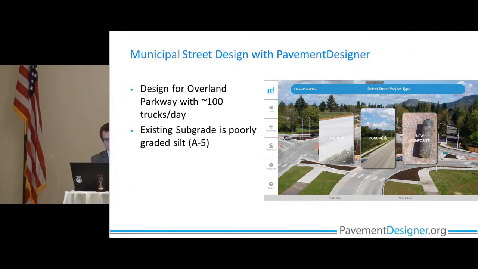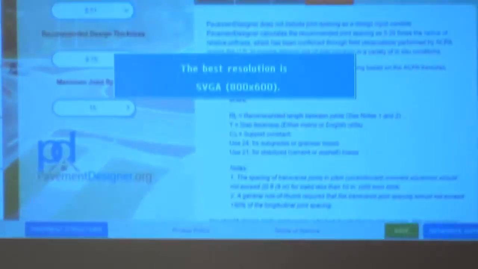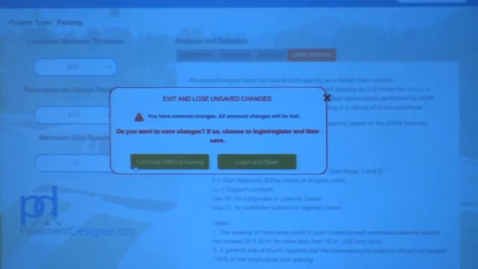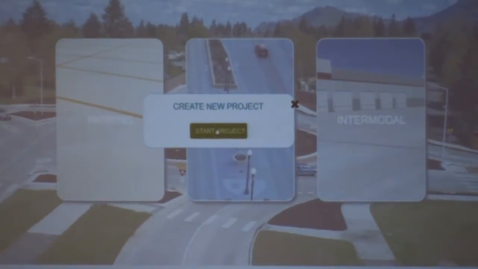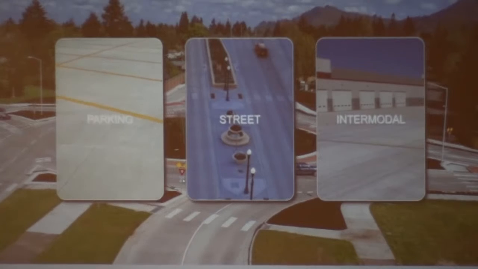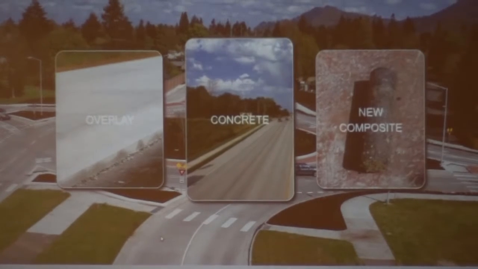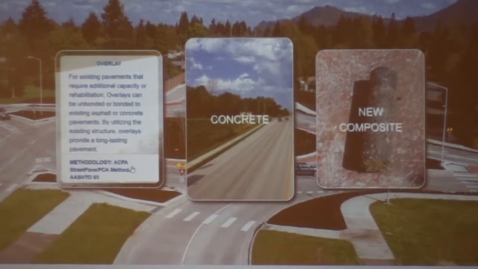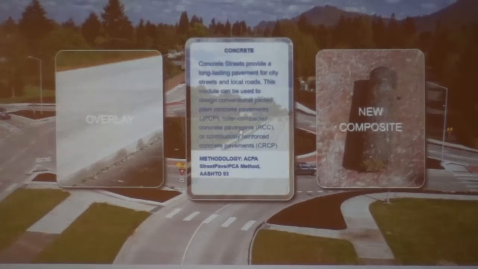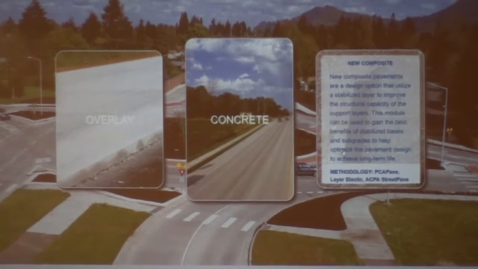Now, let's escape. There we go. So if we get back to Pavement Designer, and we start a new design, I'm not going to save that project, we're going to start a new one. So you can see we're back to our project type. So we've gone through parking, now we're going through streets and local roads. Again, you can see our little flip screen giving us a little detail on what we're designing for. So I'm going to design for a street and local road, I'm designing for a full depth concrete pavement. But here you can see that we can do an overlay, we can do concrete, full depth concrete pavement. We can also do a new composite pavement.